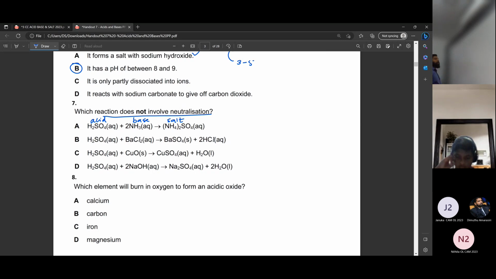The neutralization. Take out the acid. Okay, it's okay. Right? Is this an acid? No. You have to check the rest.